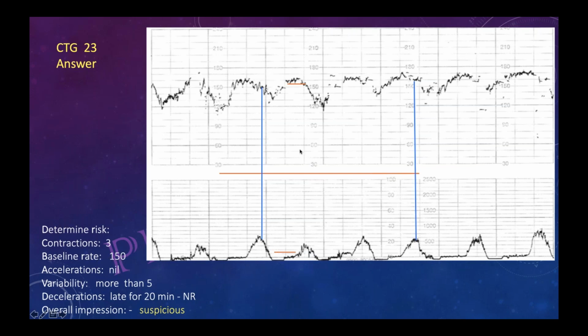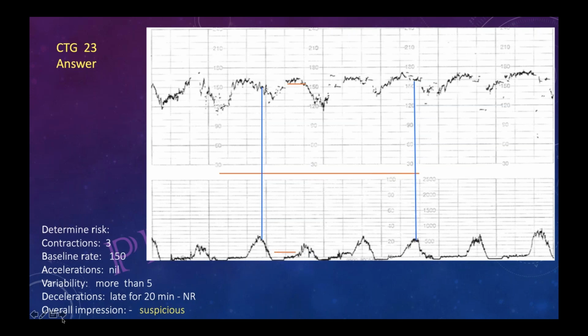Baseline is 150. If you see, this is like 10 minutes. This is the place where there are no contractions. You see there, so this will be the baseline. So baseline will be 150, or you can say 155. There are no accelerations. There is clear late deceleration, and these late decelerations are present less than 30 minutes. Less than 30 minutes is NR. So we have got one NR feature. So overall it becomes suspicious.